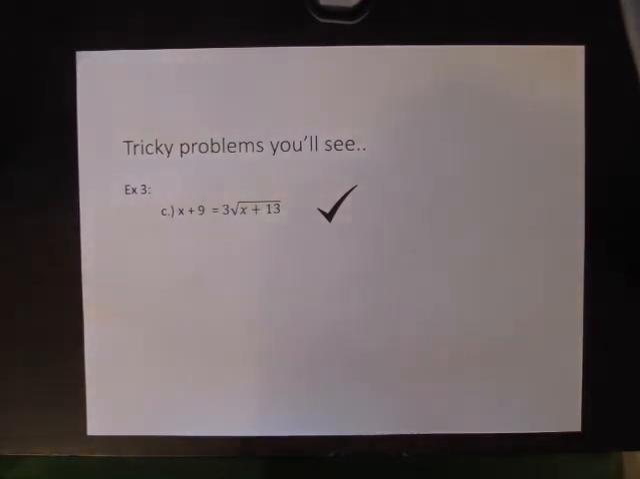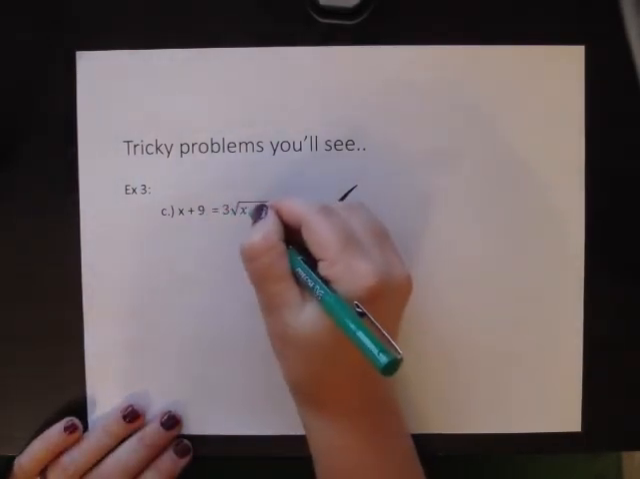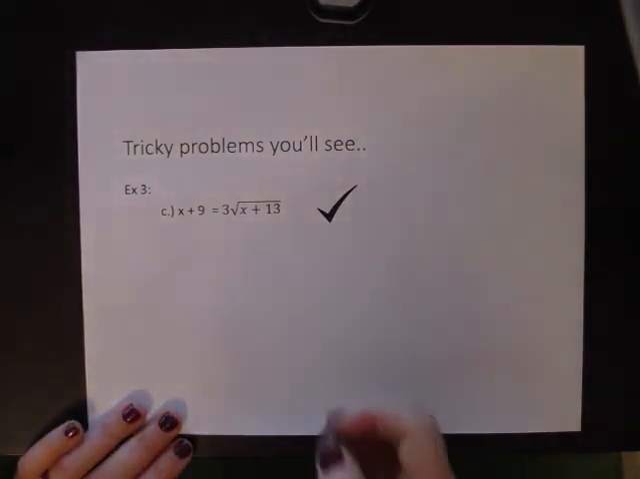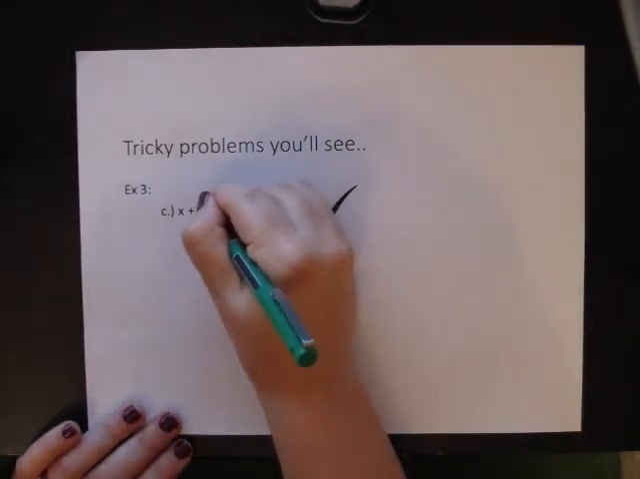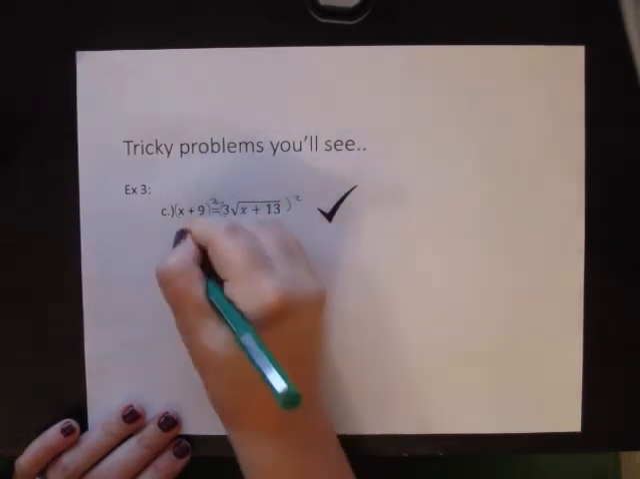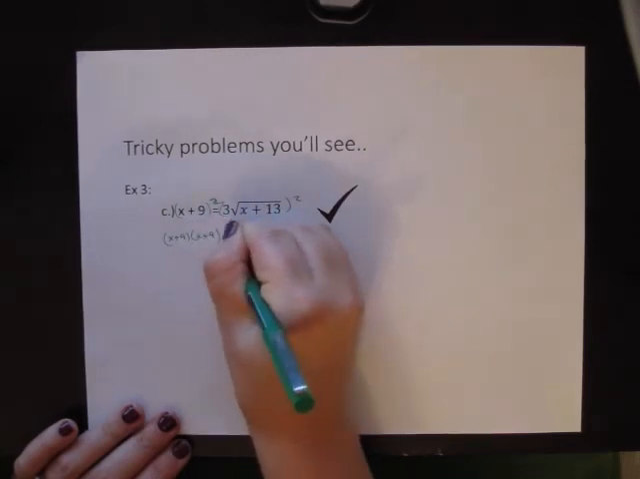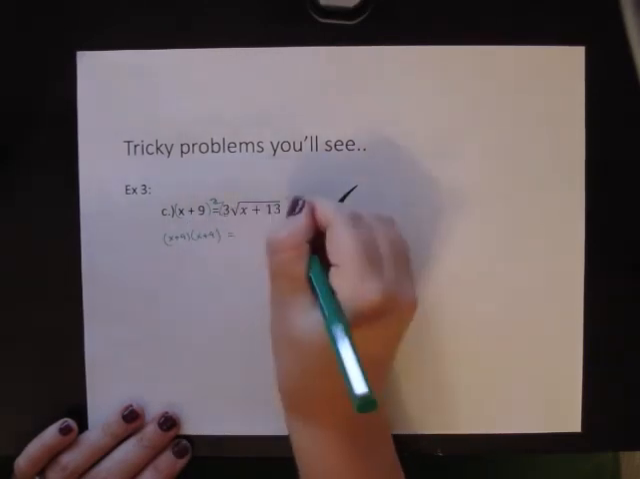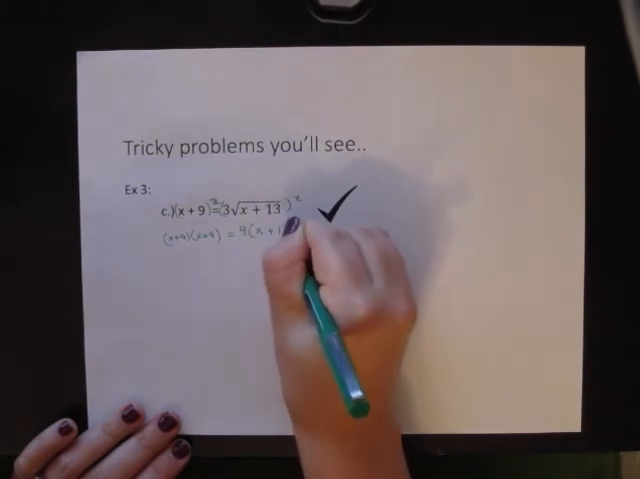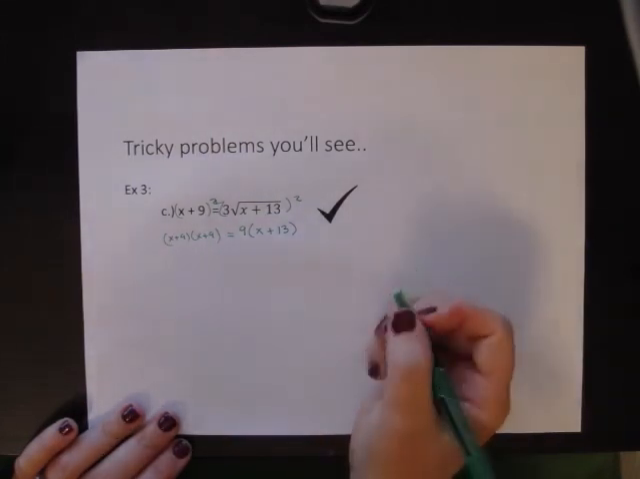Alright, last problem that we have is x plus 9 equals 3 square root x plus 13. So first thing we gotta check for is that we isolate the radical, which we don't need to because it's multiplication. So we're gonna square both sides to go to step 2. So I get x plus 9 times x plus 9 equals 3 squared, which would be 9 times x plus 13. Okay, so on the left side I have to FOIL, the right side I have to distribute.